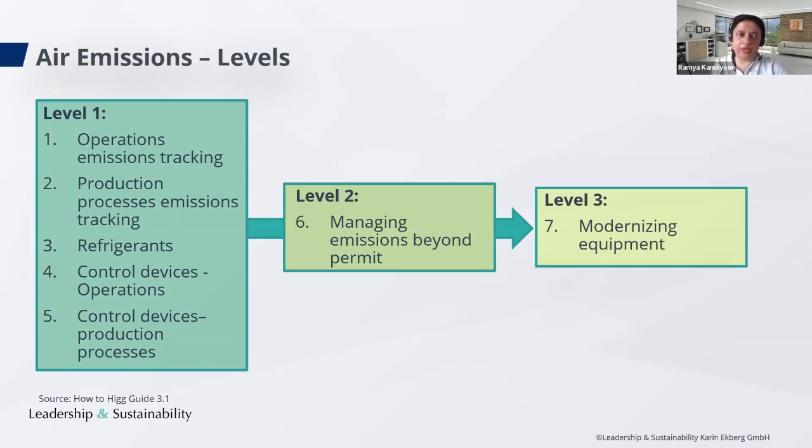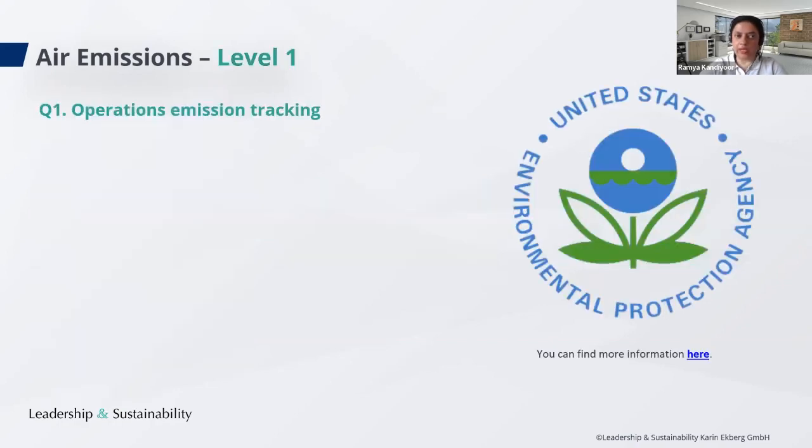And you can see that based on your applicability, you have only operations emissions. You will only be asked operations emissions questions. If you have only process emissions, you will be asked only process emissions questions. So it is basically based on your applicability that the questions will then be posed to you. And let's go through each of the questions one by one and understand how we have to answer them.